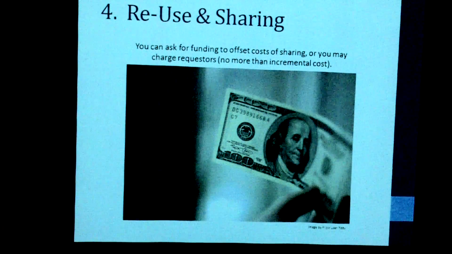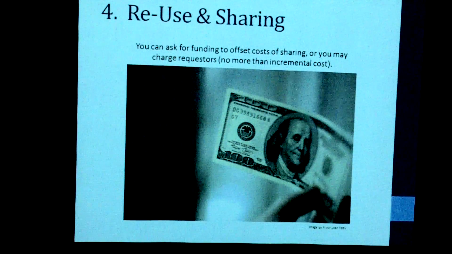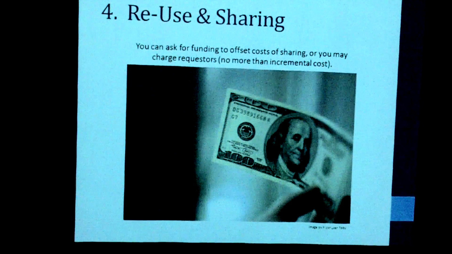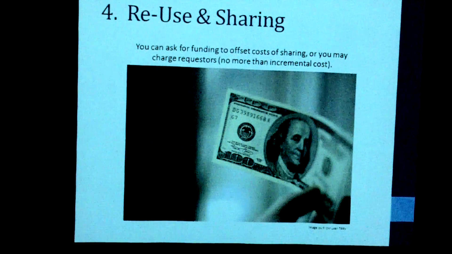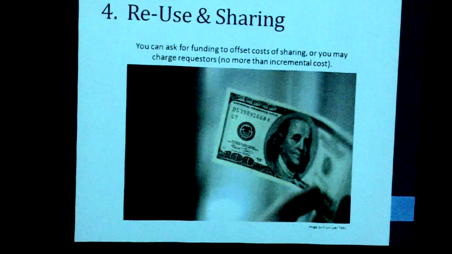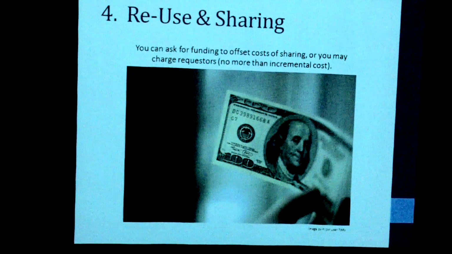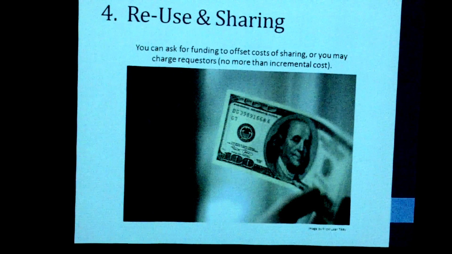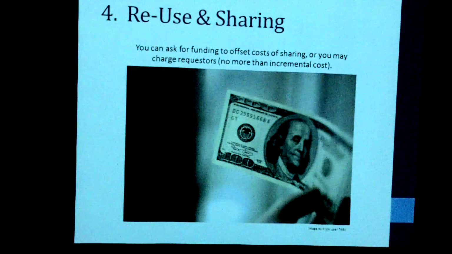When it comes to sharing with others, you can ask for funding in your grant application. You can also ask, in some cases, for supplemental funding if your grant is already funded to offset the cost of sharing. You can also charge people who are requesting your data a fee if it is going to cost you something to share that data with them, but all the funders specify that it can be at no more than incremental cost.